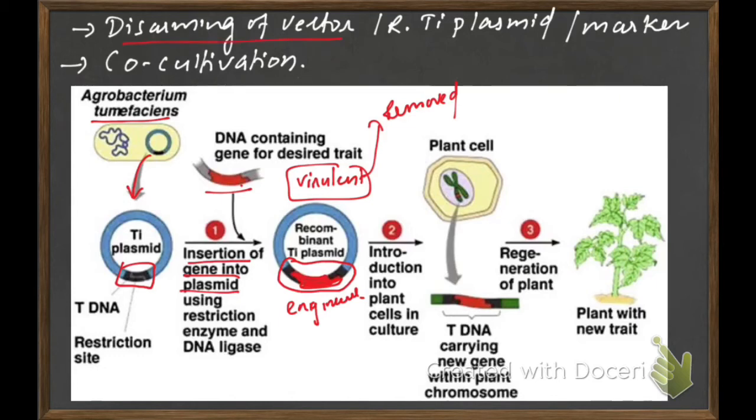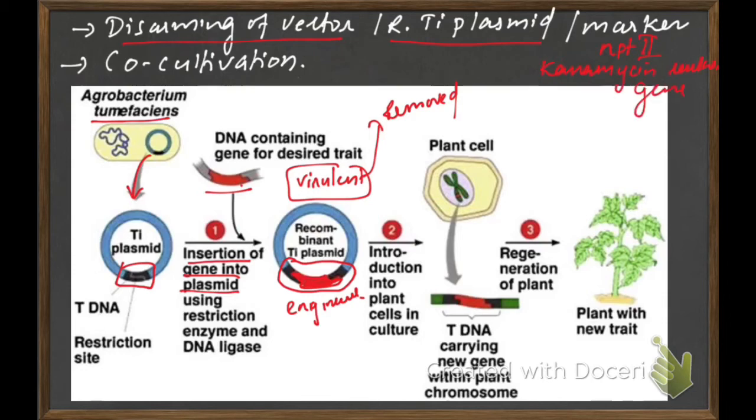Why disarming? Because they have some virulent genes that have been removed, and this is a recombinant DNA plasmid now, to which we have added our gene of interest. We will add some markers like NPT2. This is a kanamycin resistant gene.